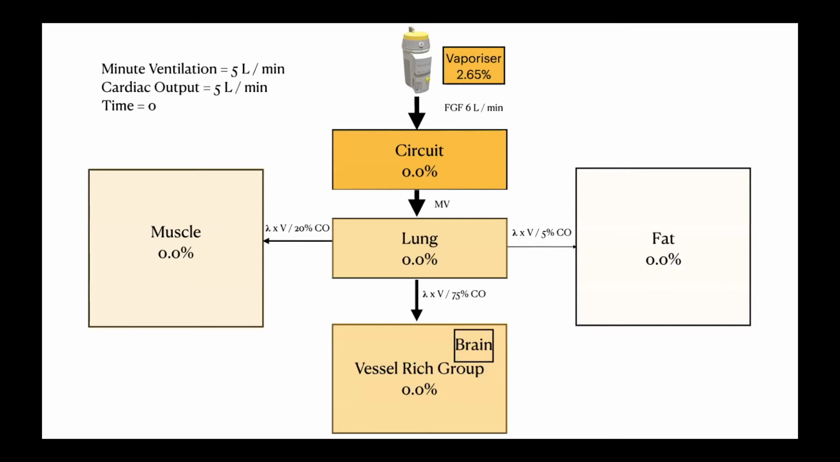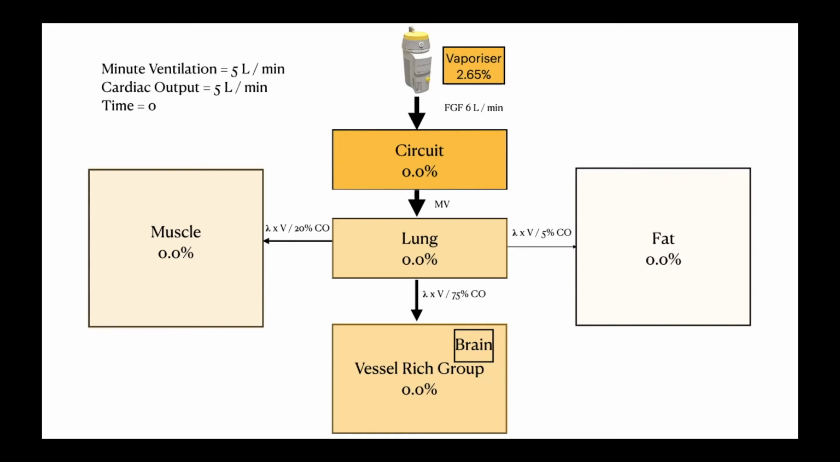Now, I'm just going to go through this again because I think this is really, really important to show you and help you understand. So what I've done is I've just used this model here, which I think will be a lot clearer for you. So we've got the vaporizer that I've set at 2.65%, fresh gas flow at 6 liters per minute. And this is just at the start. So the circuit's got 0%, the lung 0%, vessel rich group 0%, muscle 0, fat 0.